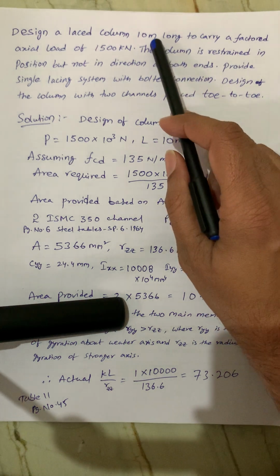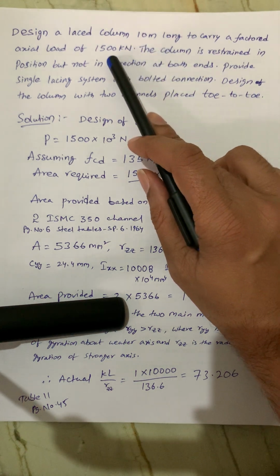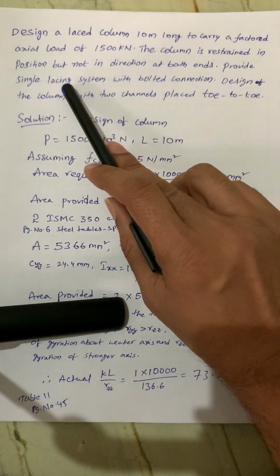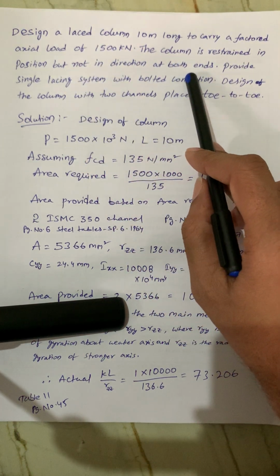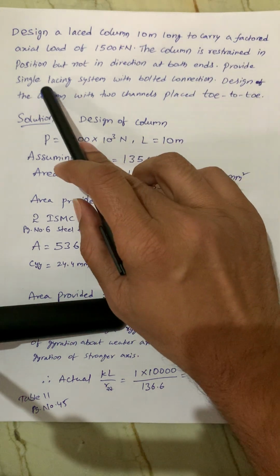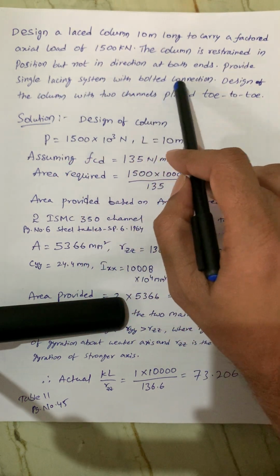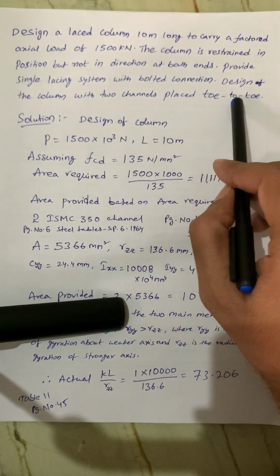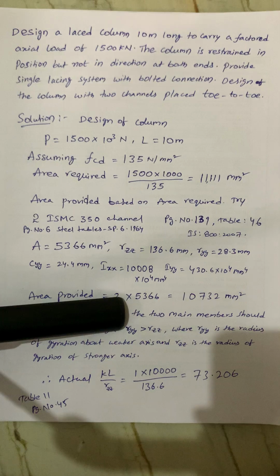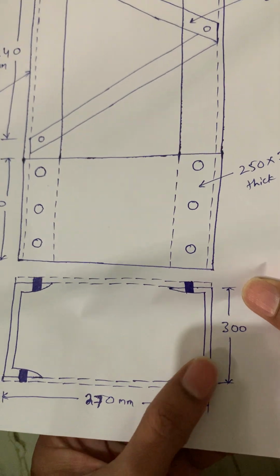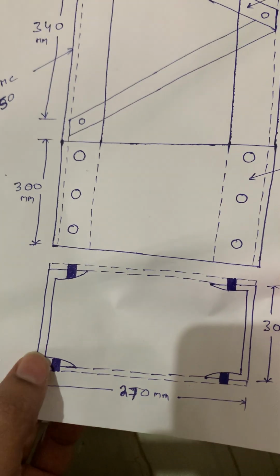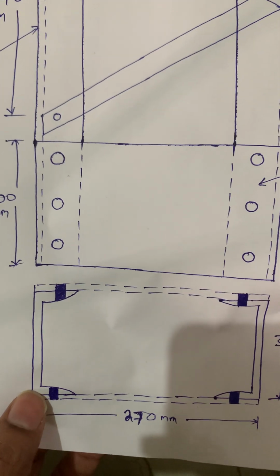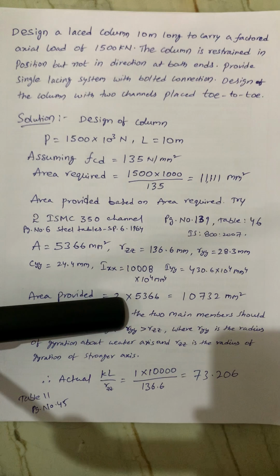The question is: a 10 meter long column is given and the axial load is 1500 kilonewtons. The column is restrained in position but not in direction at both ends. So provide a single lacing system with bolted connection. Design the column with two channels placed toe to toe. Toe to toe means like this. These two channel sections are connected with bolted connection and placed toe to toe. So for this we have to design the lacing system.